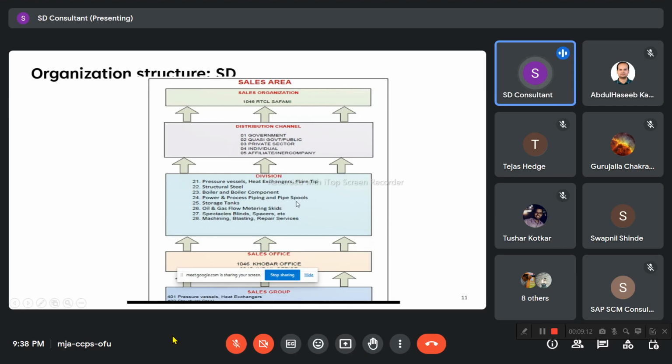Piping is again big in the Gulf regions. There are pipeline projects where a lot of pipeline projects were there. And 25 is again storage tanks, and 26 is oil and gas. Again, it's a different business in SAP. 27 is spectacle blinds and all. These are all new words to me. I don't know the meaning of it. 28 is machining, blasting, repair services. So sales office and sales groups have been used. I will not be covering much on the sales office and sales group.